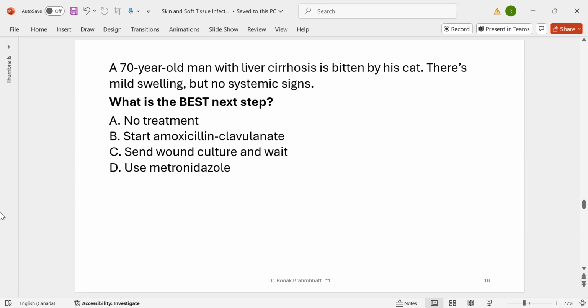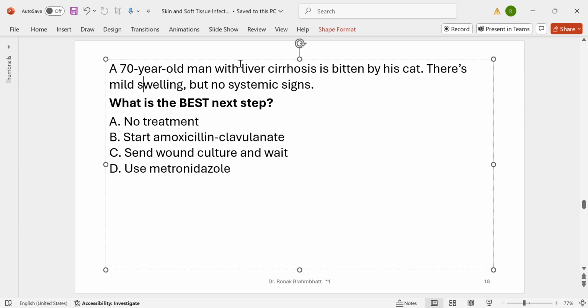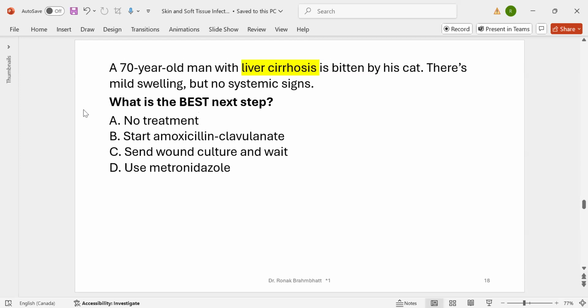All right. Good trial. 70-year-old man with liver cirrhosis bitten by a cat. Nothing else is going on. What is the best next step, right? If it's just a completely healthy 35-year-old guy with a cat bite or cat scratch or whatever it is, nothing else going on, you can maybe consider topical, right? However, given that this person has liver cirrhosis, which is an immunocompromising condition, we will start with oral antibiotics, right? What is the best antibiotic? Amoxiclav, right? Amoxiclav is the best antibiotic over here.